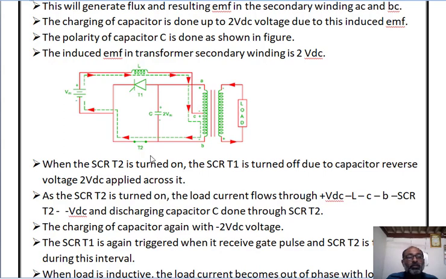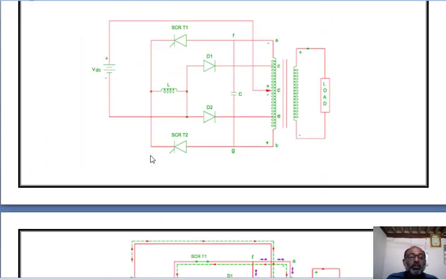SCR-T2. Now next and most important, when the load is inductive. We have seen that the load may be resistive type, inductive type or capacitive type. So when the load is inductive type, the load current is out of phase with the load voltage. So at that instant, the direction of the load current is opposite to the voltage. That means current flows in the reverse direction.